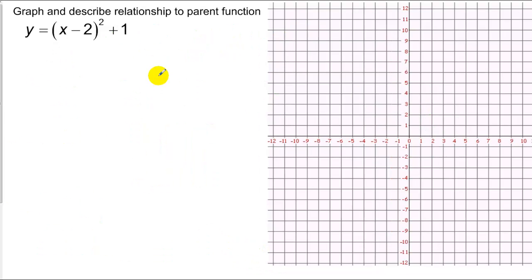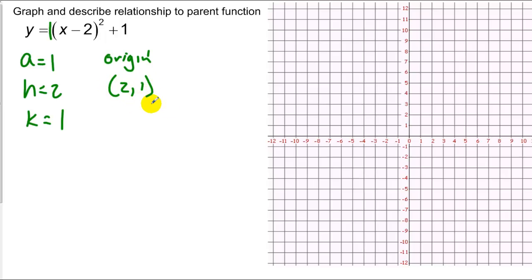In this next example, you'll see now that we have two numbers involved in our translation, we have both an h and a k. A is equal to 1 because there's an invisible 1 out front. H is equal to 2 because it follows the subtraction sign. And k is equal to a positive 1 because it follows an addition sign. So now we have our origin at 2, 1. I'm going to move over 2 and up 1. Put my little cross section there. Graph my parent function from that.